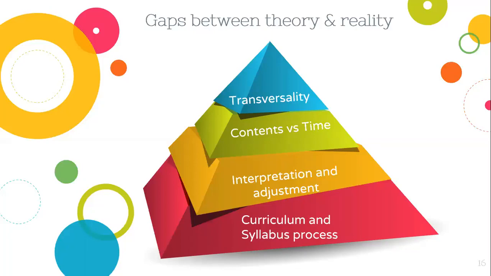Contents and time is also, I believe, the strongest one, because it gives us a lot of contents, and we have very limited time to accomplish those contents. And the transversality has to do with other subjects from other areas interacting with English, and we cannot see that in reality. Also, in the curriculum and the syllabus, it is not established that math, history, or science interact with the English subject.